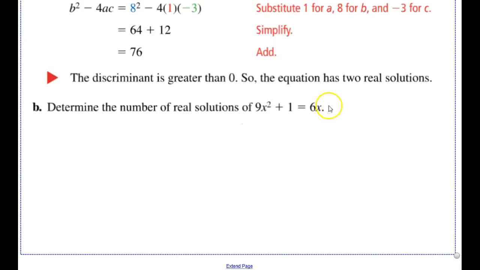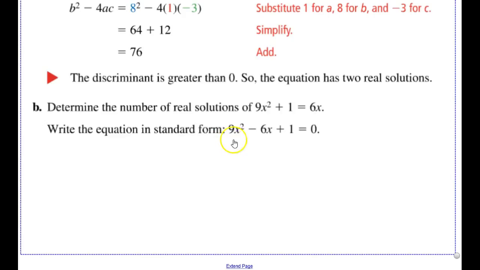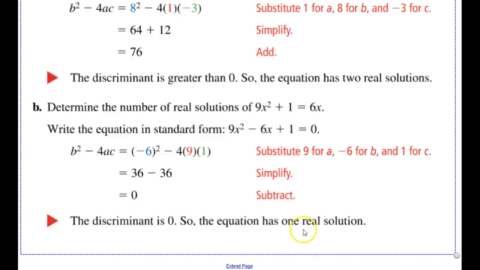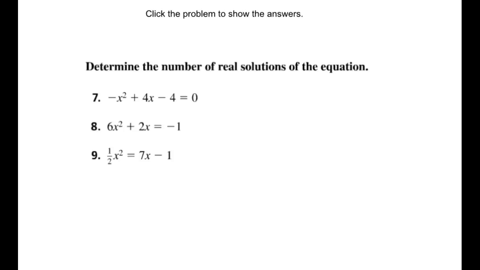So now let's look at b. Determine the number of real solutions of 9x squared plus 1 equals 6x. So the first thing I always want to do is write this in standard form. So get everything to one side. Then I can use my discriminant, b squared minus 4ac, and substitute the values that I have and simplify, and I end up with 0. So since it's equal to 0, I know that there's going to be one real solution. So I want you to try these and figure out how many solutions there are.